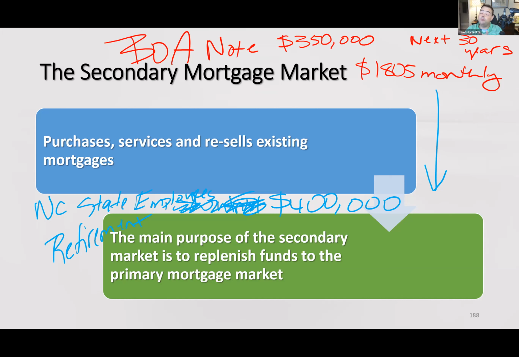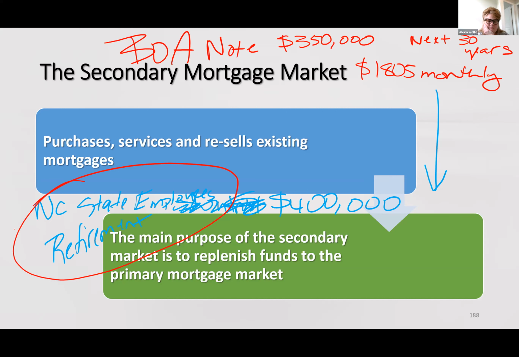And that's why when you try to call, and here's the interesting thing about this, and it's not going to be tested, but I find it very interesting. The North Carolina State Employees Retirement Fund may end up owning that note. You may be sending your money to them. The thing of it is, they don't want to deal with you. The whole reason they bought this note is they didn't want to deal with the borrower in the first place. That makes sense to everybody?